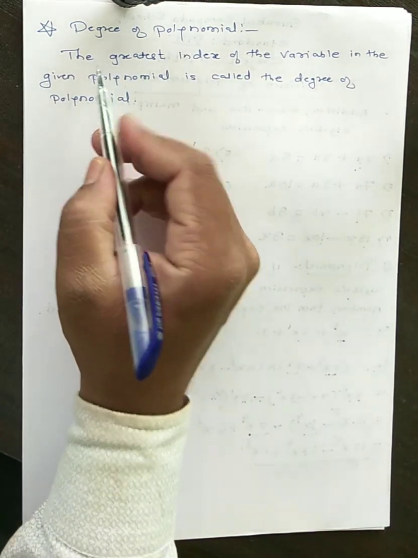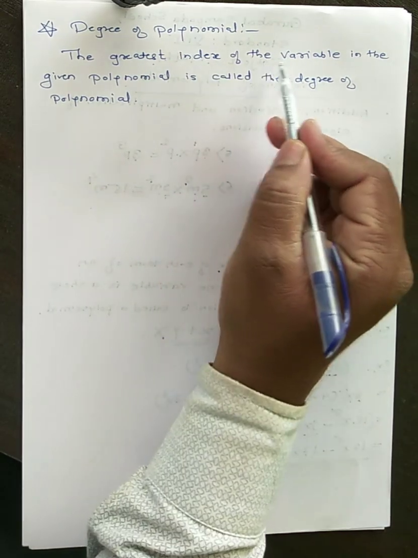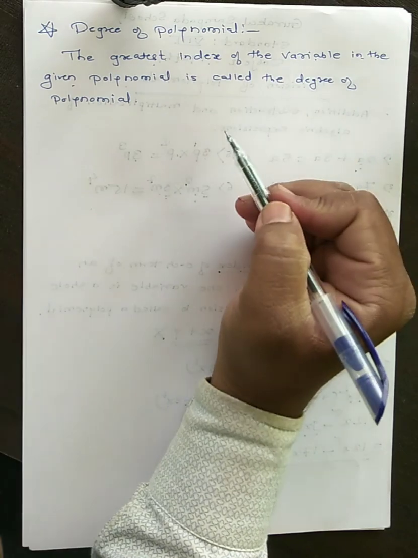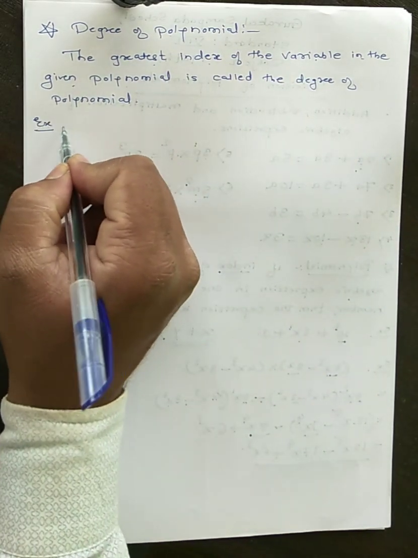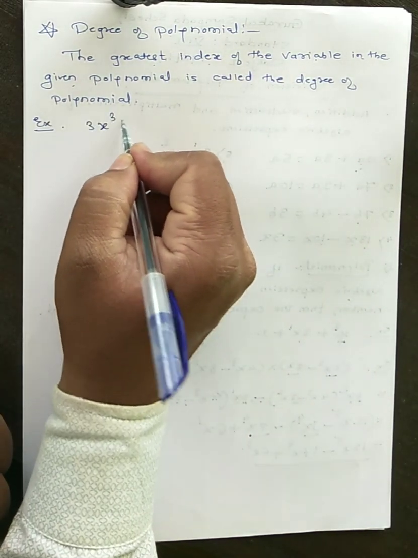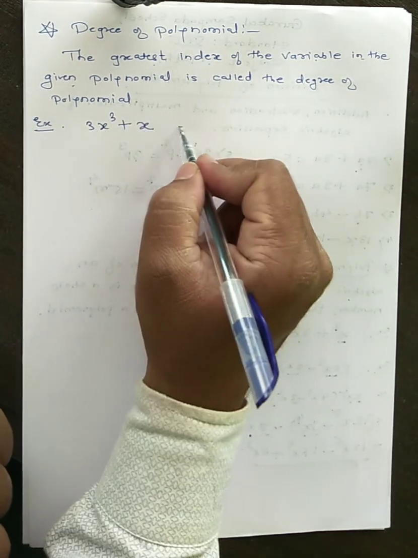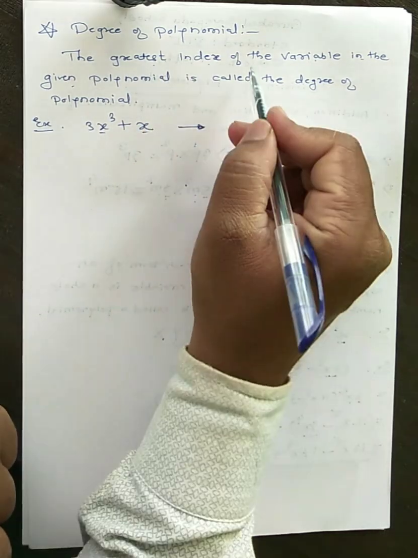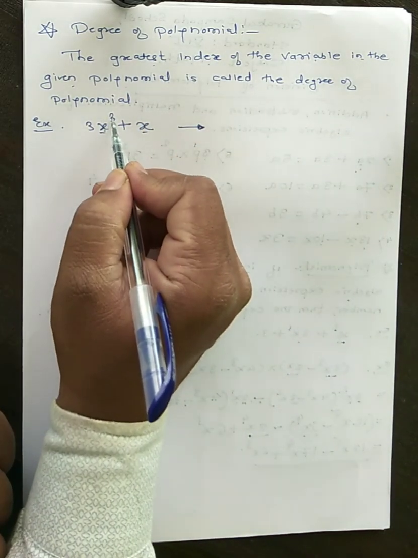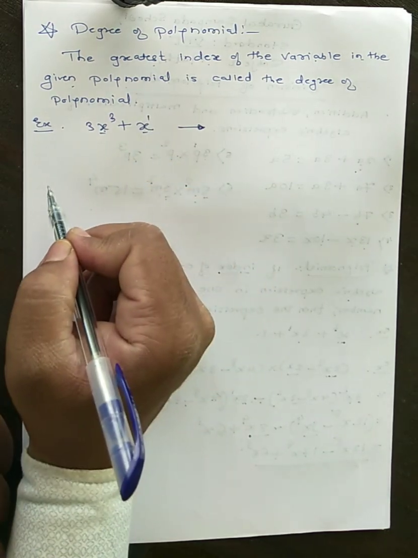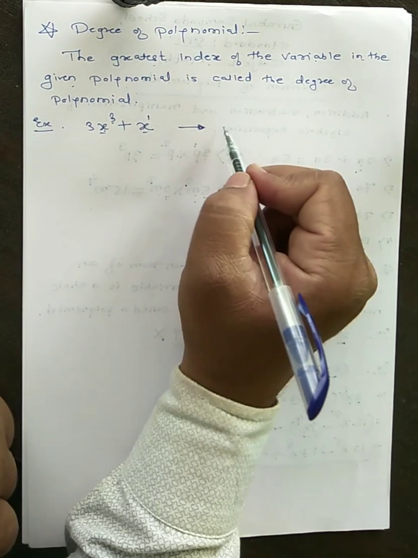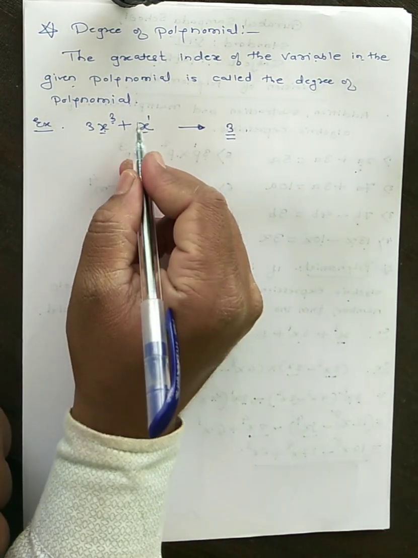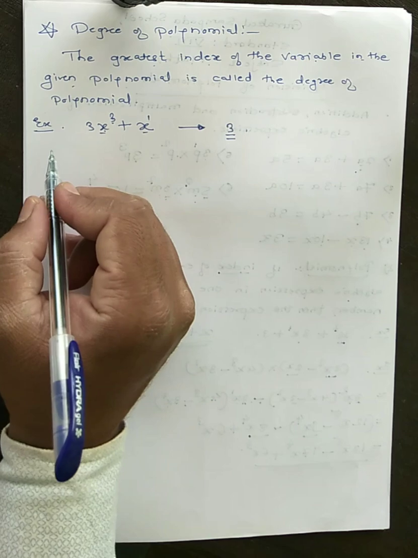What is the degree of polynomial? The greatest index of the variable in the given polynomial is called the degree of polynomial. What is the meaning of this? Let us consider one example. Suppose 3x cubed plus x. Now we know that here the variable is x, and the greatest index of the variable, index meaning the power of x, is 3 here, and the power of x is 1 here. So which one is the greatest? 3, yes, so 3 is the answer. That is, 3 is the degree of this polynomial, the highest or greatest index of the variable.